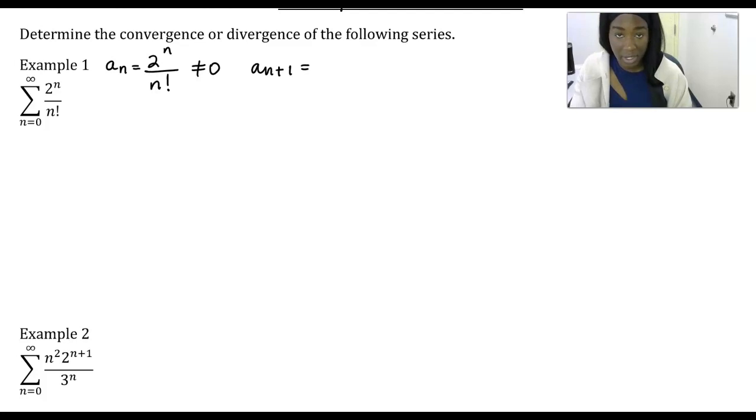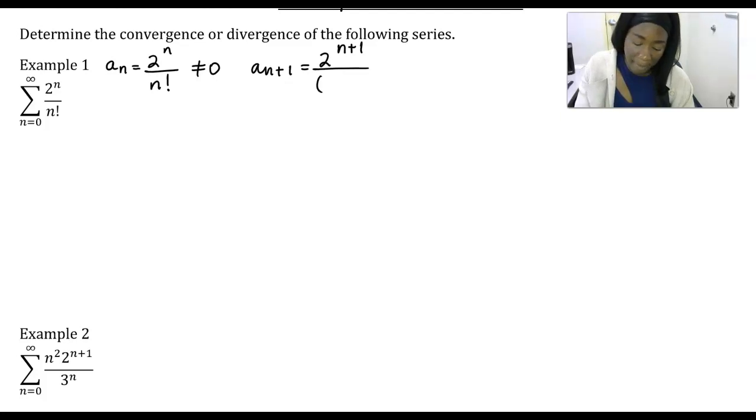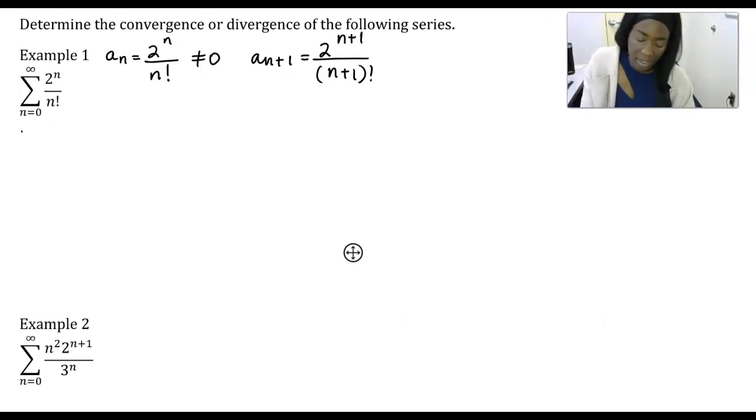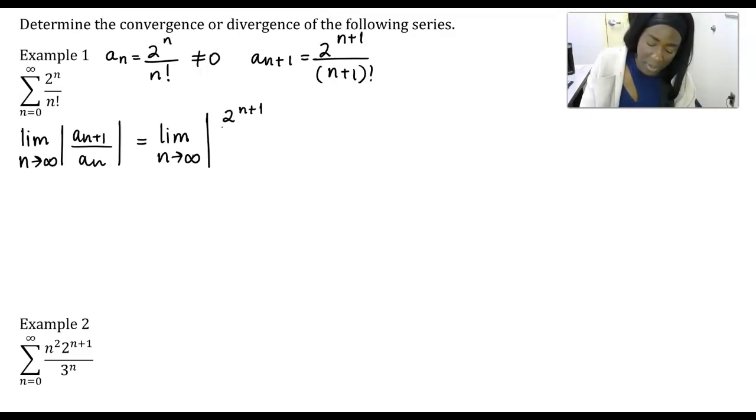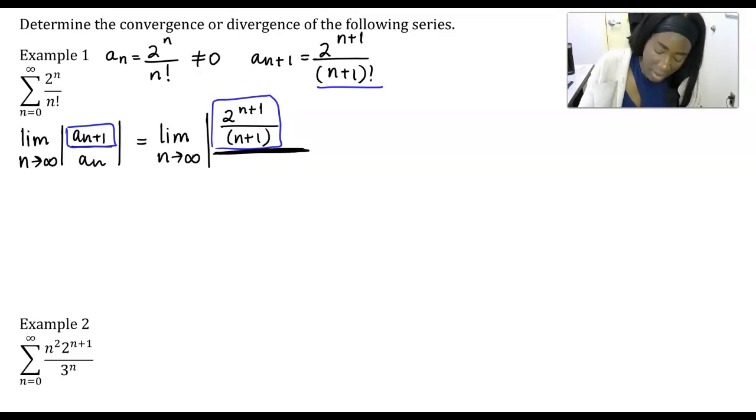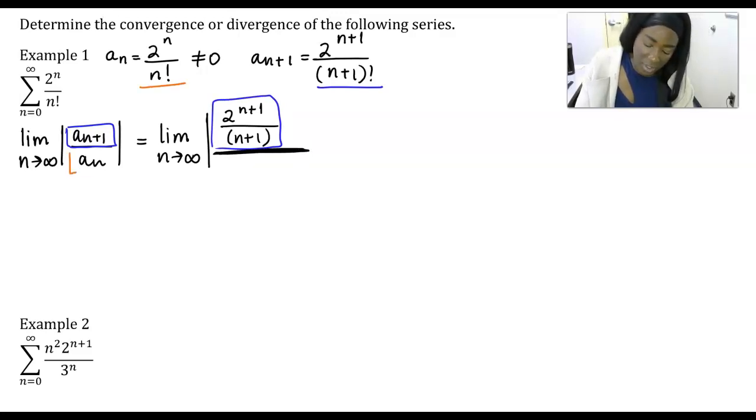The ratio test tells us we're going to need the (n plus 1)th term of the series. So I'm going to just replace n with n plus 1. So I have 2 to the n plus 1 now over n plus 1 factorial. And now I'm going to look at the limit involved in the ratio test. So we have the limit as n approaches infinity of the absolute value of 2 to the n plus 1 over n plus 1 factorial. That is our a sub n plus 1. And then that will be divided by a sub n, which is 2 to the n over n factorial.